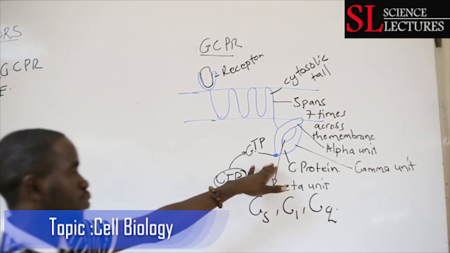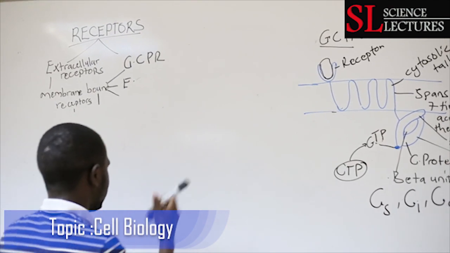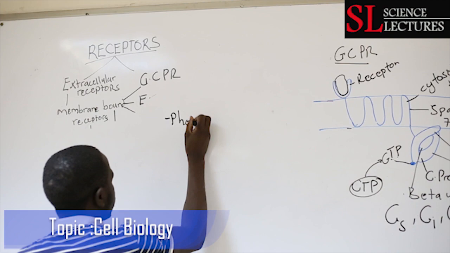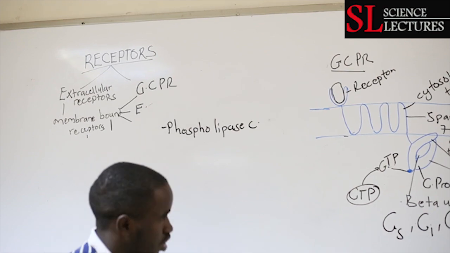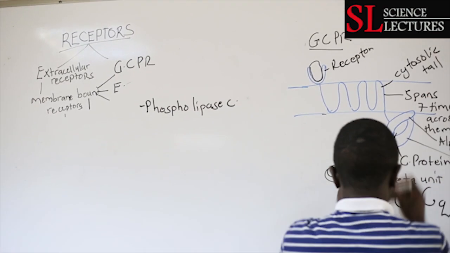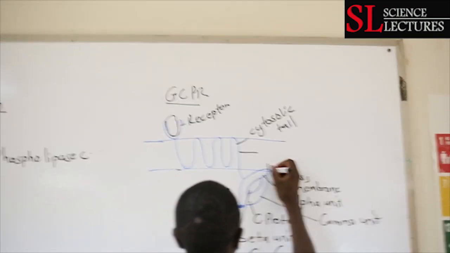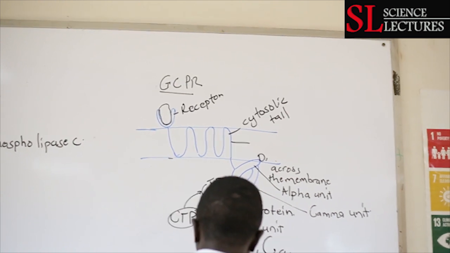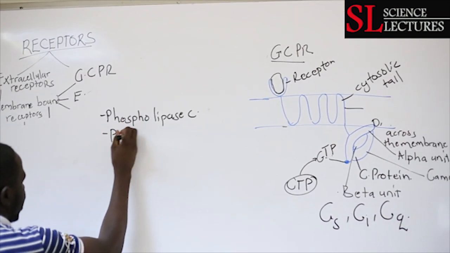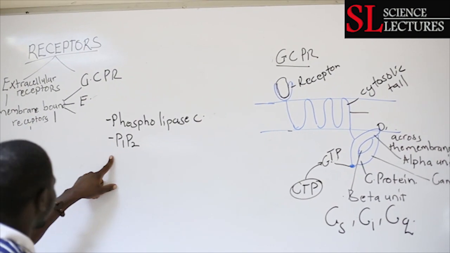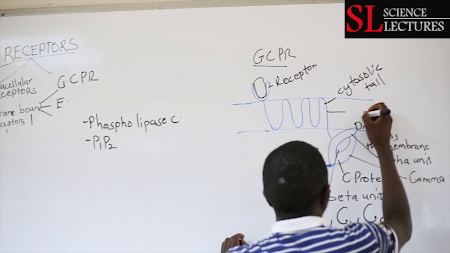then the alpha unit shall have GDP being replaced by GTP, then the alpha unit there shall interact with another very important molecule called phospholipase C. To interact with phospholipase C, a molecule that is usually located next to it. So we shall have our phospholipase C molecule here. Then phospholipase C shall cleave another molecule called PIP2, phosphatidyl inositol biphosphate, which is usually here.